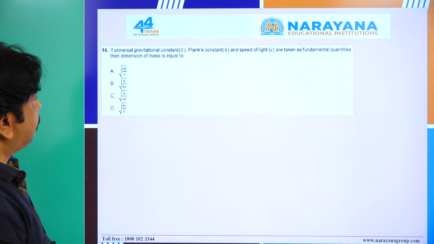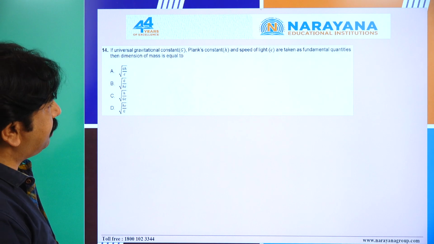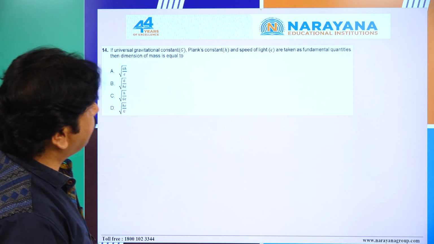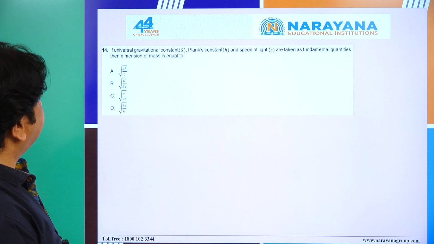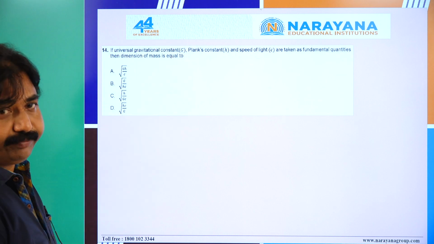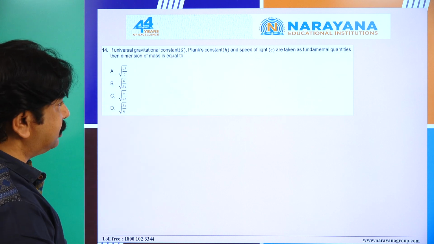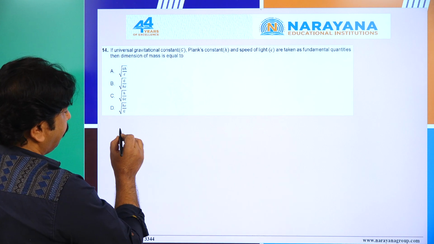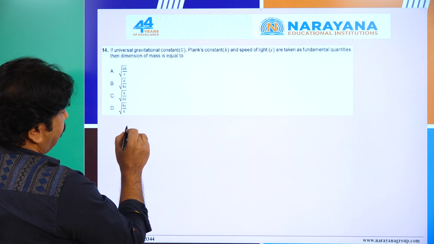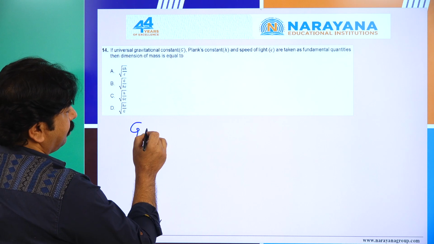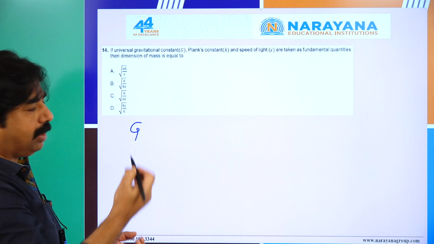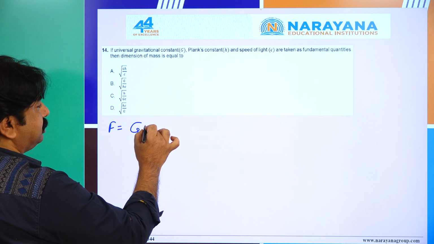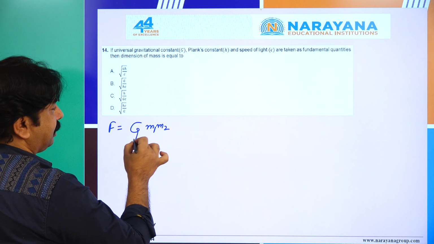If the universal gravitational constant, Planck's constant, and speed of light are given, and they are considered as the fundamental quantities, we want the dimensions of mass. It is a purely units and dimensions question only. So, as we already know, one by one. First of all, G. What is the formula related with G? Already we know F is equal to G m1 m2 by r square.